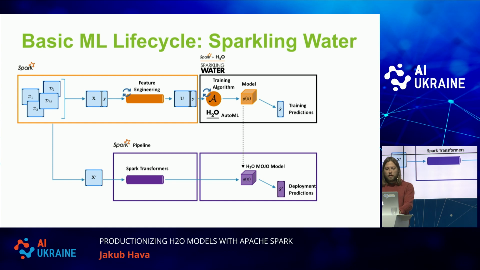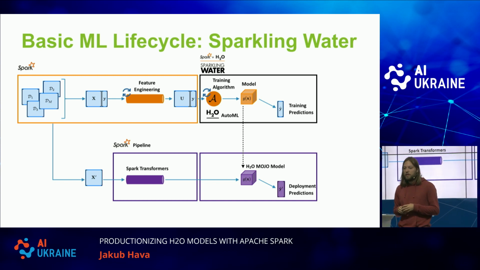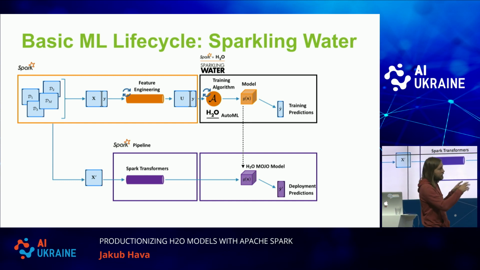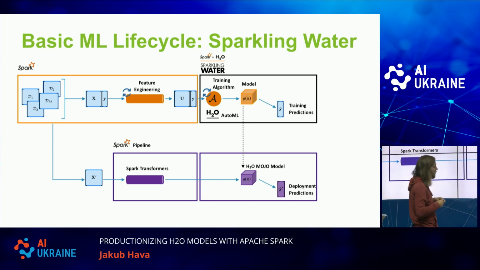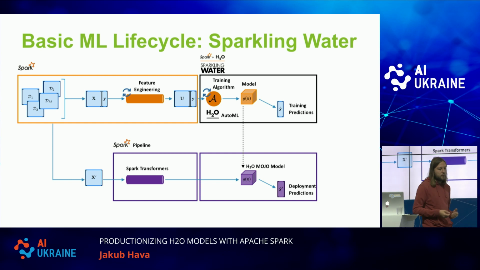So what I'm going to show right now is the implementation of the machine learning lifecycle using Sparkling Water, and then I'm going to show a quick demo of how it's done in practice. We can see that it's divided into 3 boxes. The first box, the orange one, represents the feature engineering and the data engineering. So we use Spark for both those tasks.